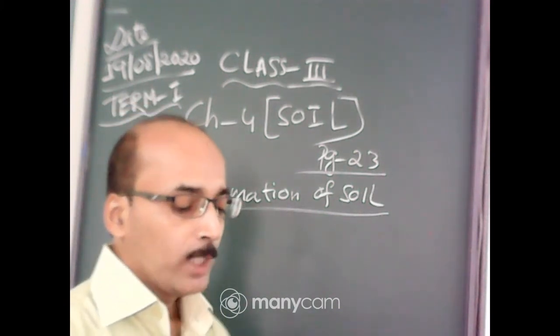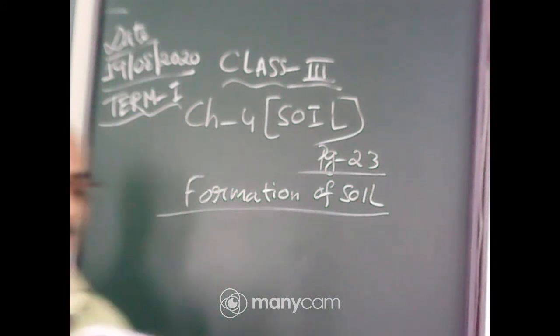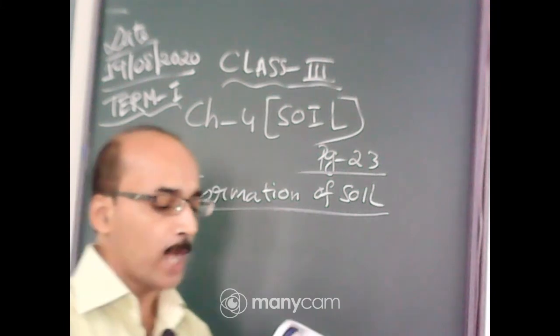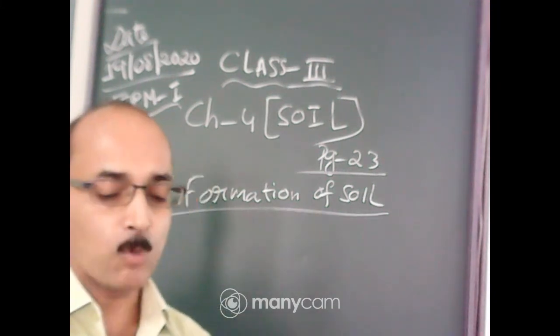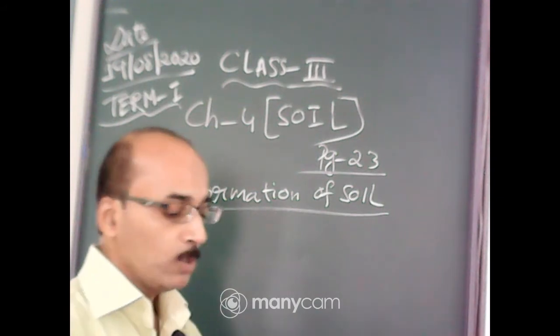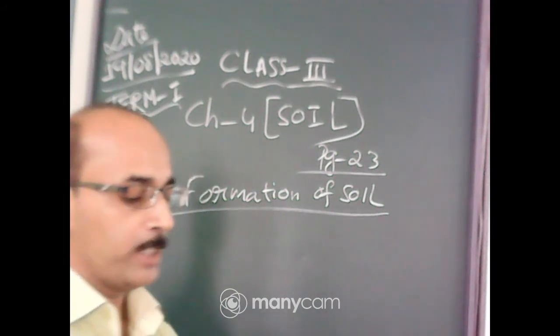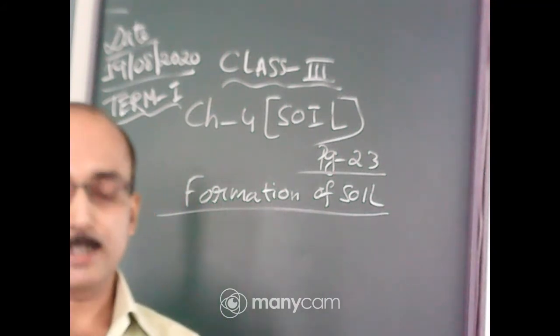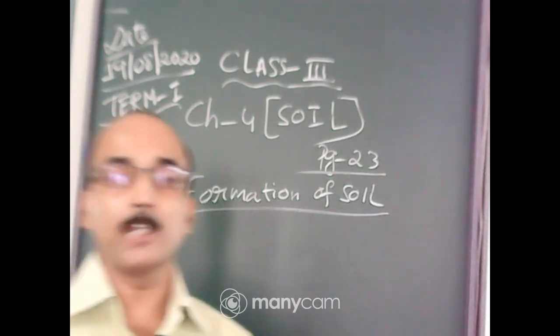So now it has been explained here. See the lines I am explaining. Number 1, soil is formed by the breakdown of rocks into tiny pieces. You can underline this one. This is a very important line. Soil is formed by the breakdown of rocks into tiny pieces.